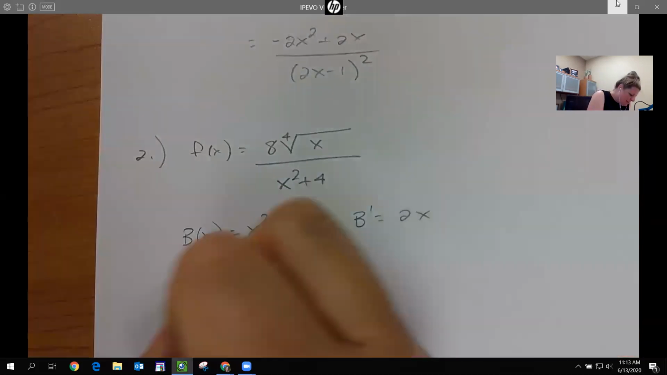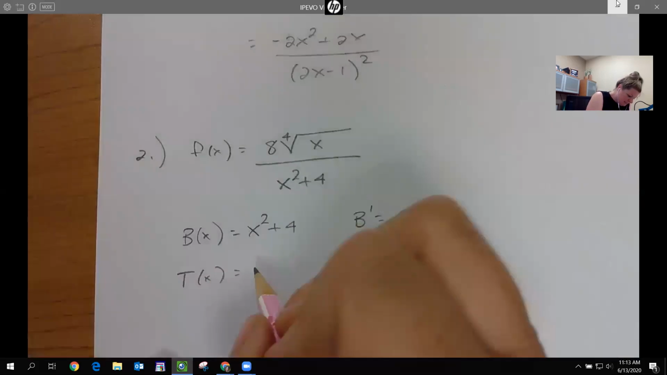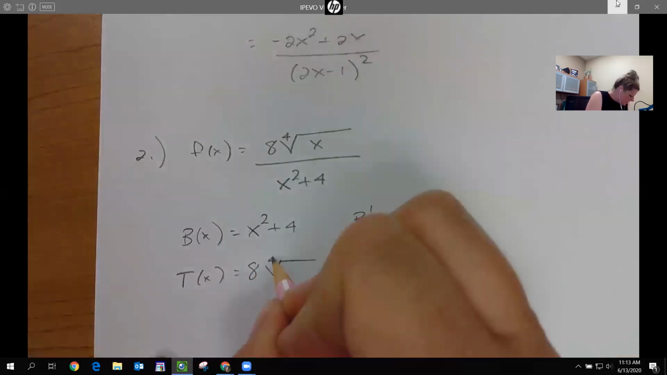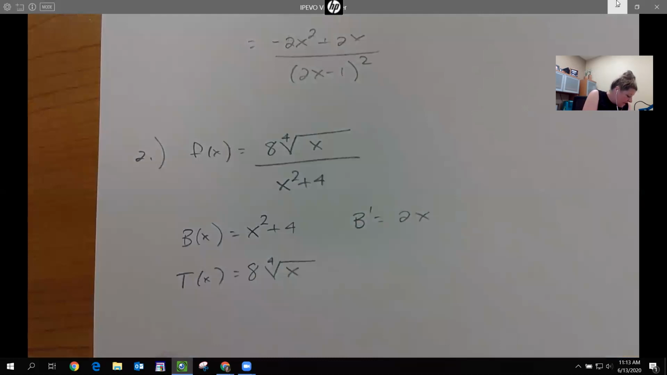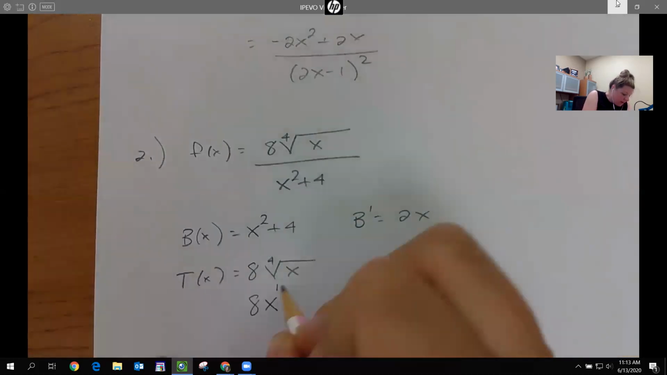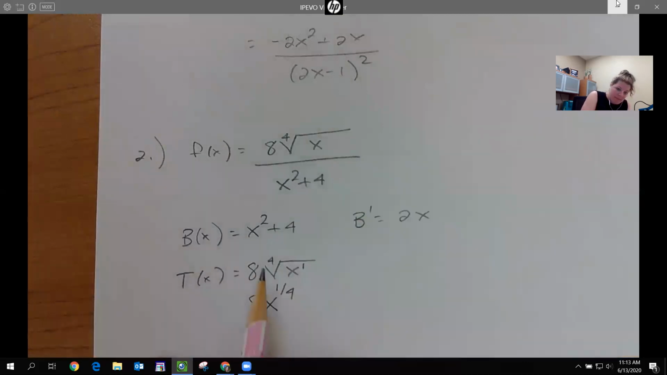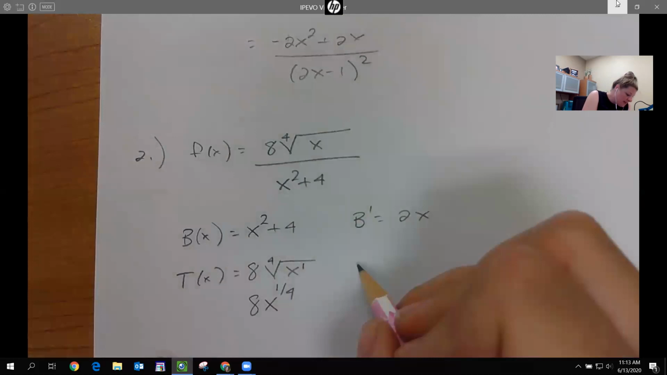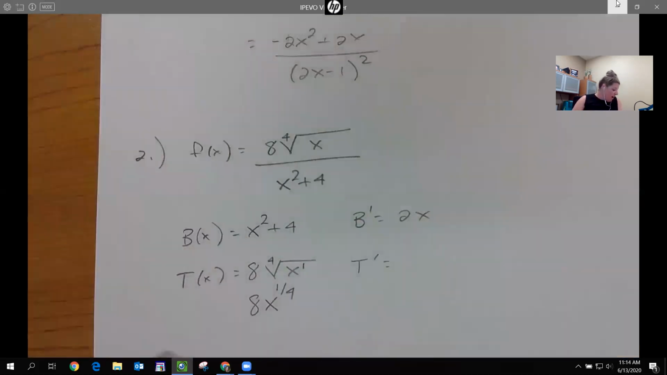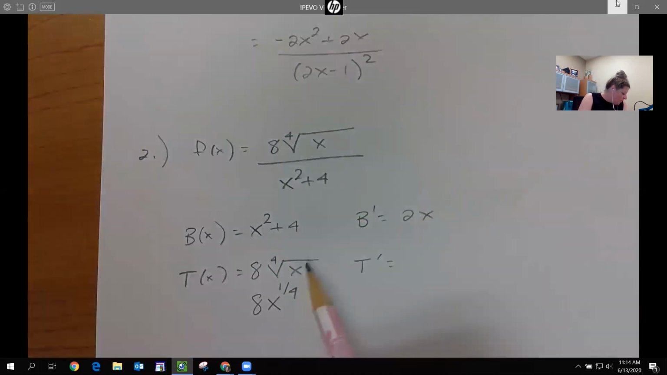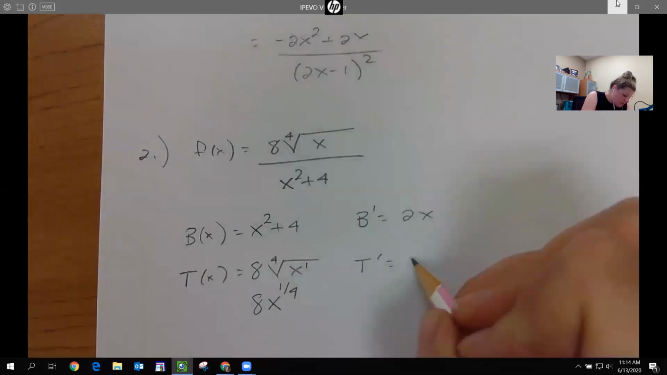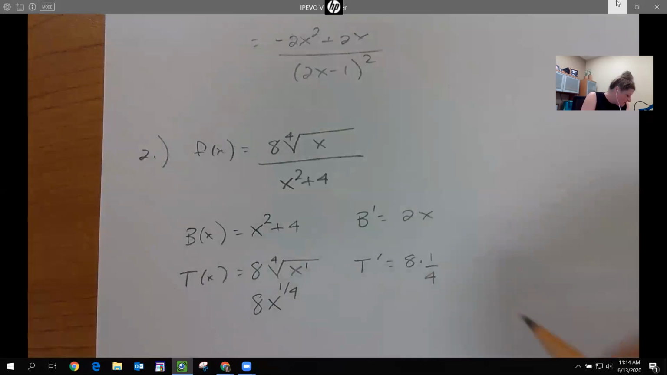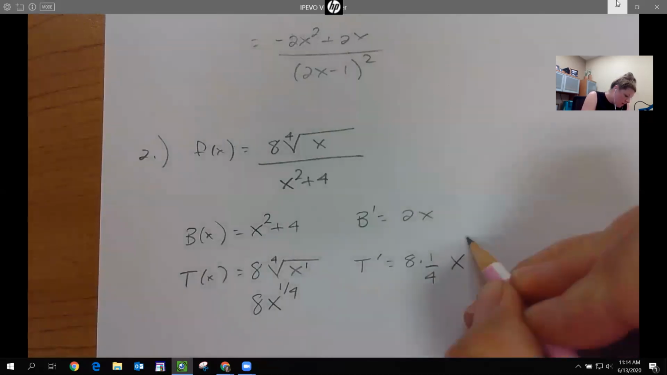So what is the top? The top is 8 4th root of x. What's another way to write that so that I can have exponents and use my exponent rules? It will be 8x to the 1/4 power. Okay, I need that. So what's the derivative of that function there? Well, I'm going to have to take the 1/4 times 8, which is going to give me 2. I'll write that though for you. So we'll have 8 times the 1/4, and then you're going to have x to the power of 1/4 minus 1.